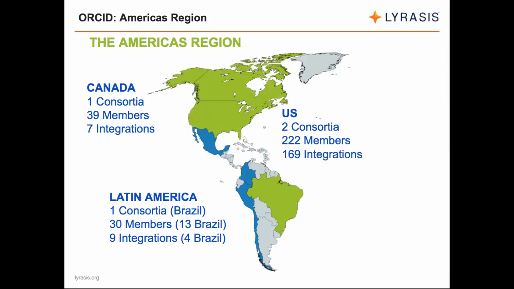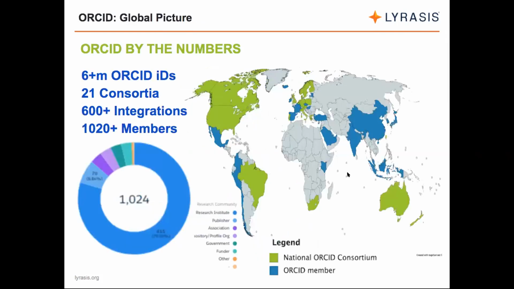So we're really happy that across the whole Americas region, we are seeing a lot of growth, members integrating with ORCID and getting value out of it, and seeing the value to pass it on to their organizations and their researchers. And just finally, global perspective, there's over 6 million ORCID IDs right now. They have been issued and people are using them. There's 21 total consortia. There's over 600 integrations total. And we're now at over 1,020 members.